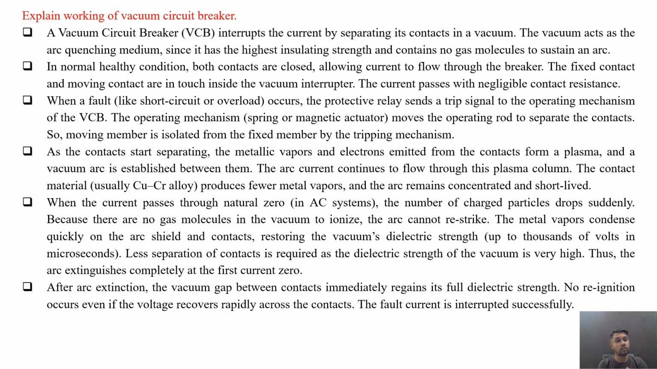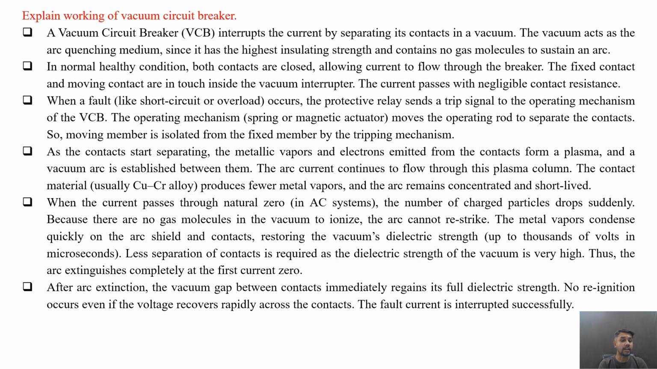A space without air, or the separation space or the gap available, is termed as plasma contact. Now the contact material, usually copper chromium alloy, produces fewer metal vapors and the arc remains contracted and short-lived. Now when the current passes through the natural zero in AC systems, the number of charged particles drops because there are no gas molecules in the vacuum to ionize the arc again, the arc cannot restrike.